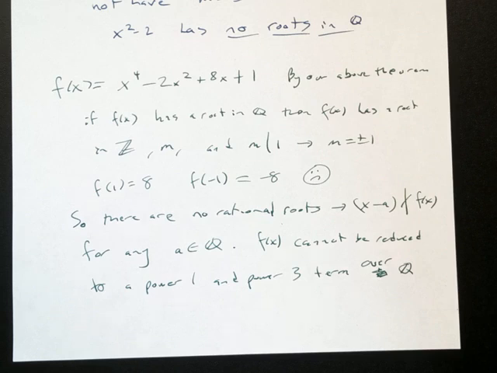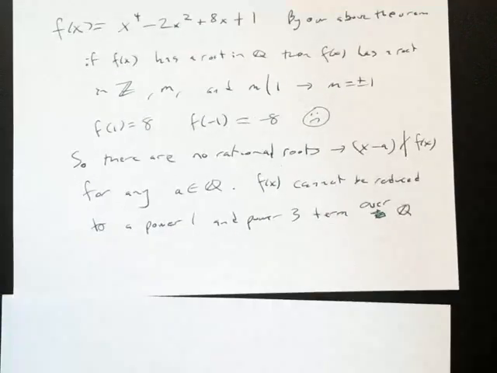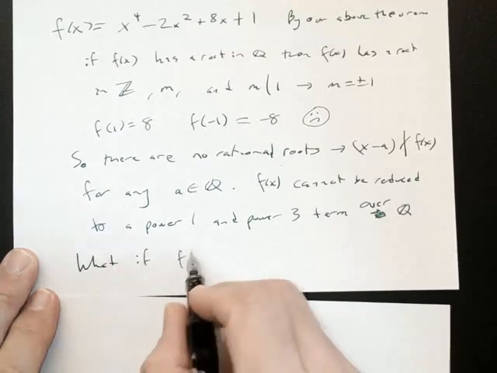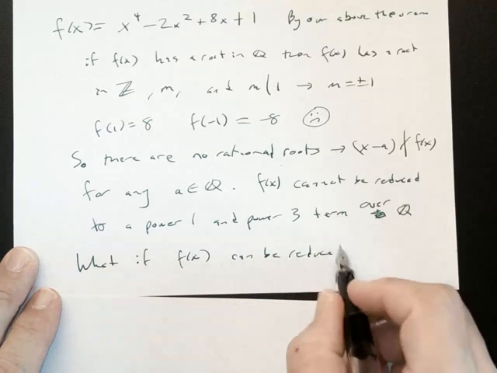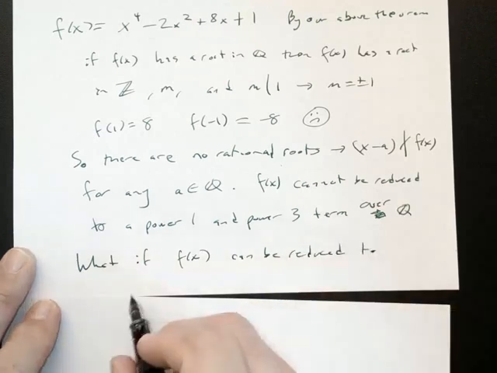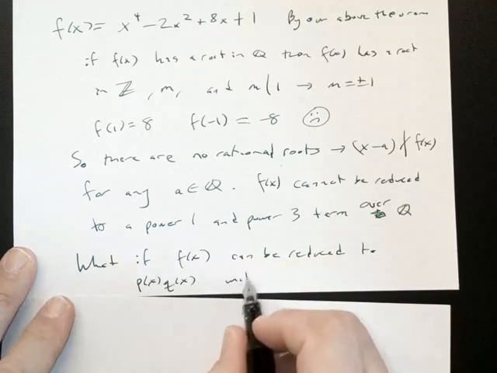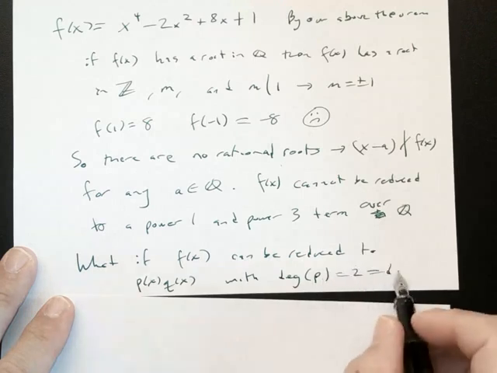So there's another option here. What if f of x can be reduced to p of x times q of x, with degree p equals 2, and so is degree q.